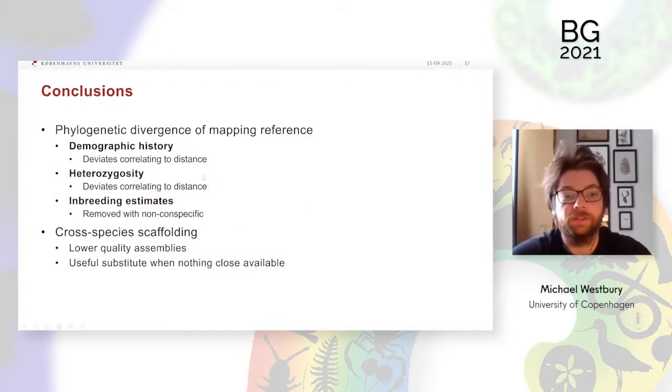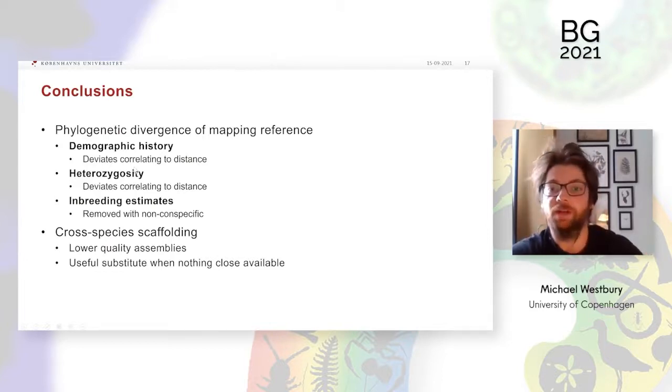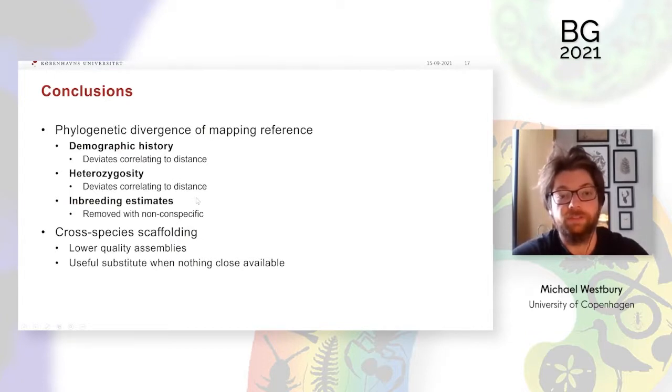So in conclusion, the demographic history and heterozygosity were deviating, correlating with phylogenetic distance of the reference. And also the runs of homozygosity essentially just disappeared when mapping to a non-conspecific reference. However, we also showed that cross-species scaffolding, even though there are lower assembly qualities, could be a useful substitute when nothing else is available.